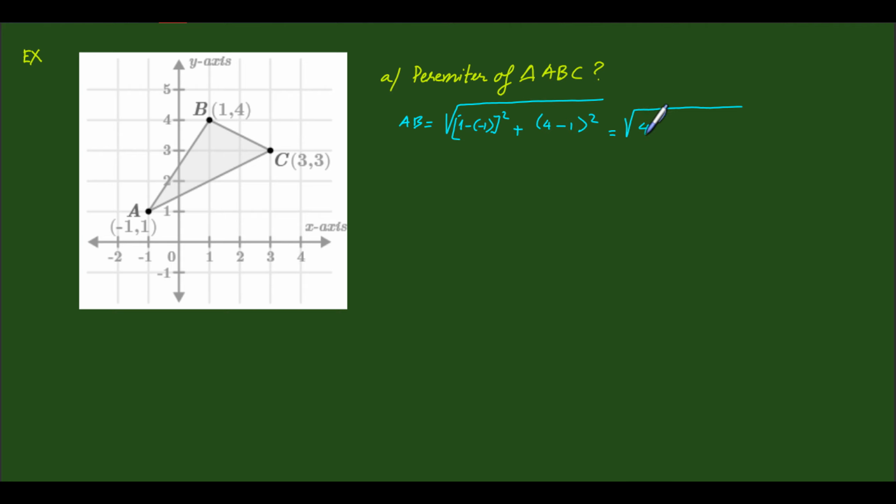it's going to give you 4, right? And 4 squared plus 3 squared, right? Let me erase a little bit. Which gives you 16, right? 16 plus 9 is 25. So the square root of 25 is 5. So that is distance AB. Now we're going to do the same for BC. Same thing.